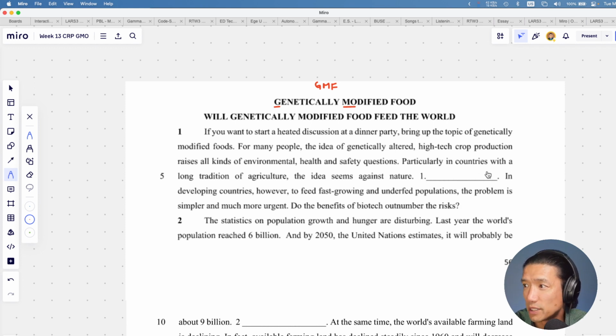I don't know what this one is right now. In developing countries, however, to feed fast-growing and underfed populations, the problem is simpler and much more urgent. Do the benefits of biotech outnumber the risk? So they wrote their thesis statement kind of in a question format. Okay, so we're looking at if the benefits outweigh the risk. And what kind of essay do you think this is?